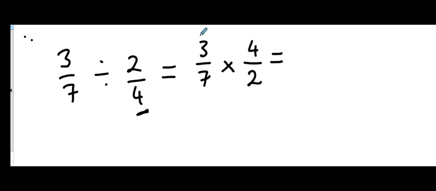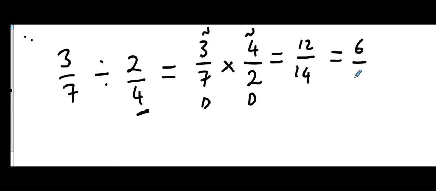So now all I need to do is multiply my numerator by my numerator, my denominator by my denominator, and we get 3 multiplied by 4 gives us 12, and then 7 multiplied by 2 gives us 14. Okay, and then now we need to simplify it. They're both even numbers, so we know that they'll have a common factor. Our common factor in this case is 2, so 2 goes into 12 6 times, and 2 goes into 14 7 times.